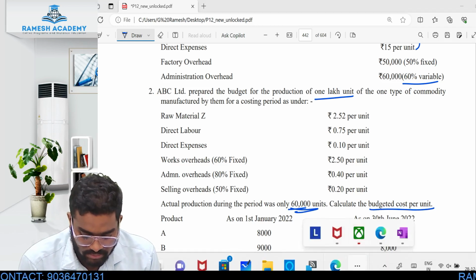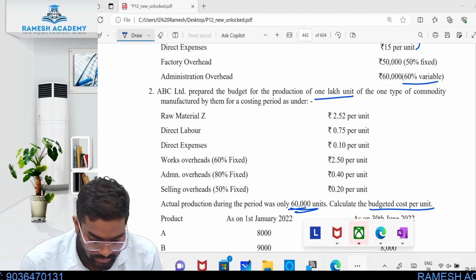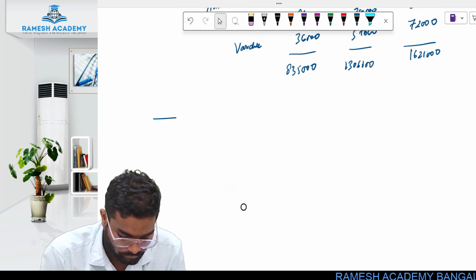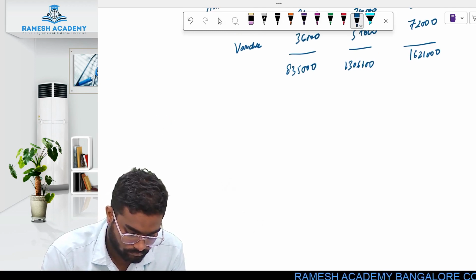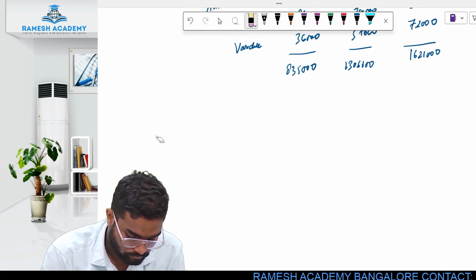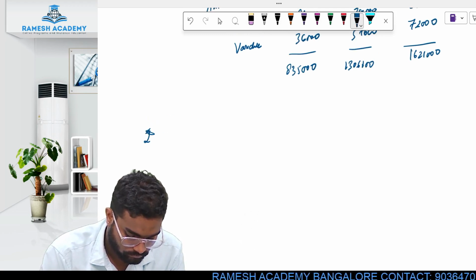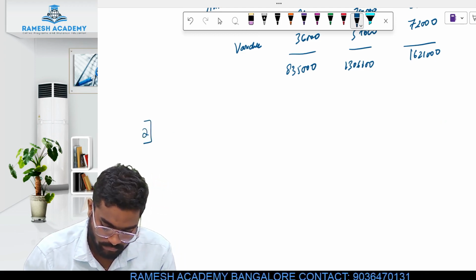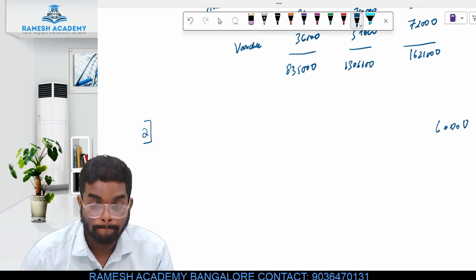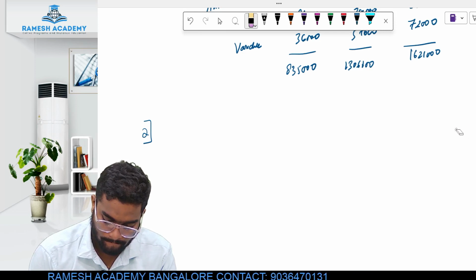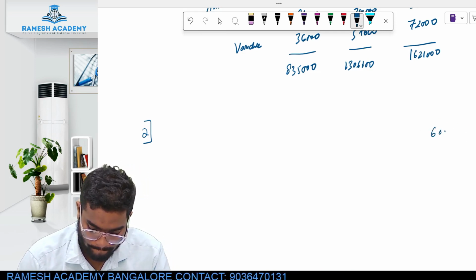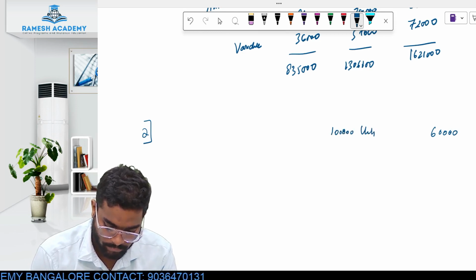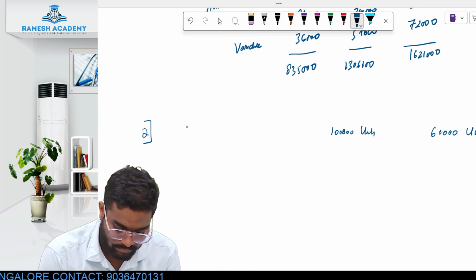Same as the flexible budget concept, so we'll be doing that. One we have to find for 60,000 units, and one they have given for 1 lakh units, and the particulars.